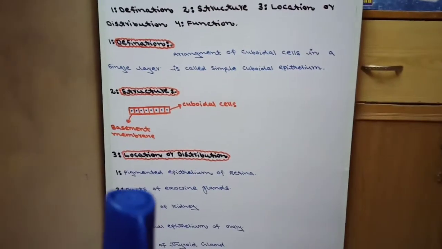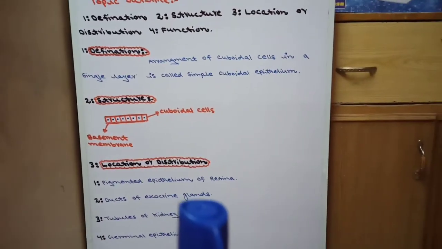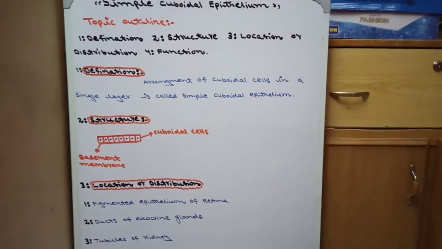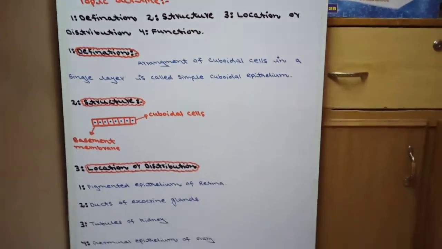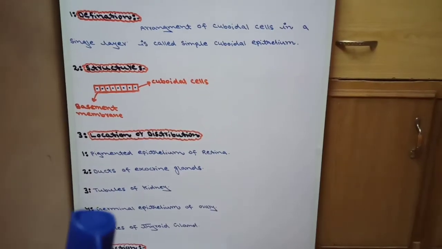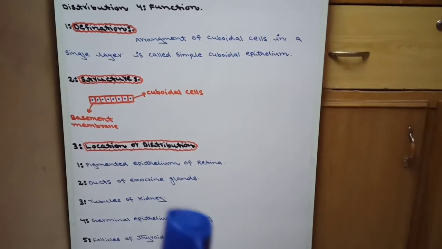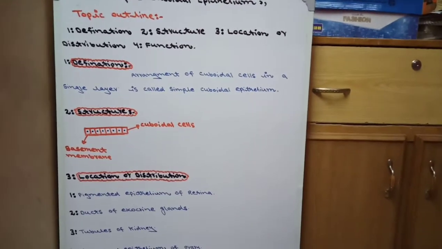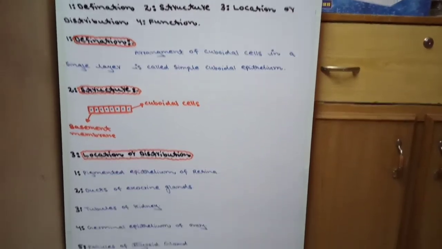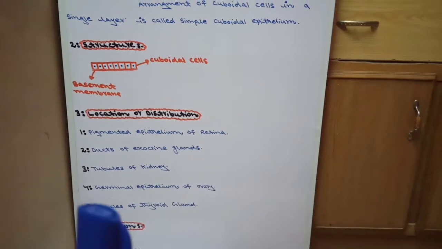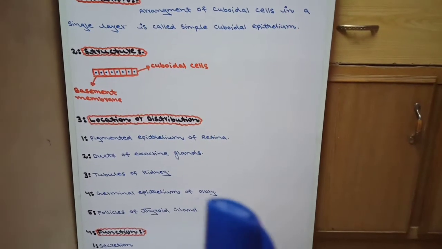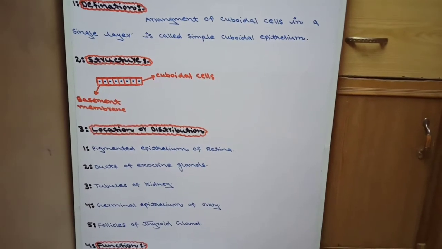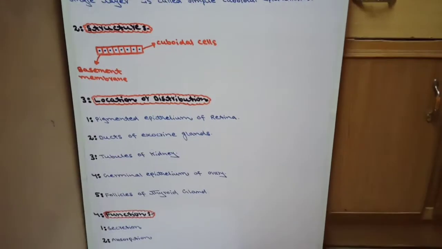Number 2, ducts of exocrine glands. Exocrine gland ducts are lined by simple cuboidal epithelium. Number 3, tubules of kidney. Our kidney tubules are lined by simple cuboidal epithelium. Number 4, germinal epithelium of ovary. Our ovary germinal epithelium is lined by simple cuboidal epithelium.